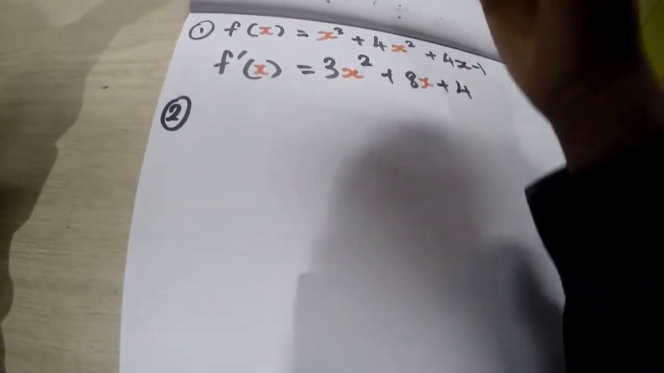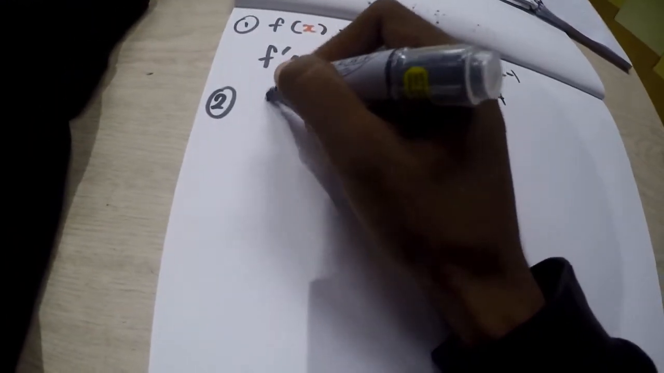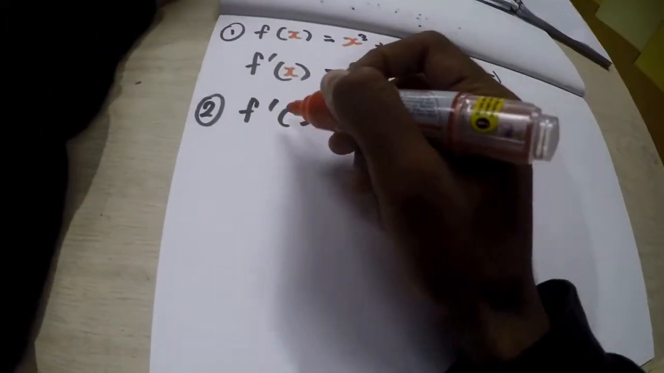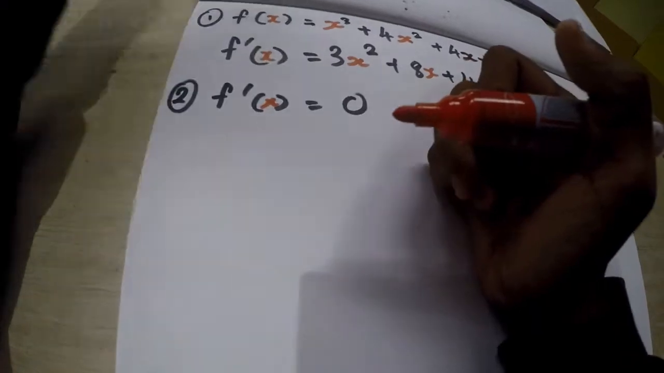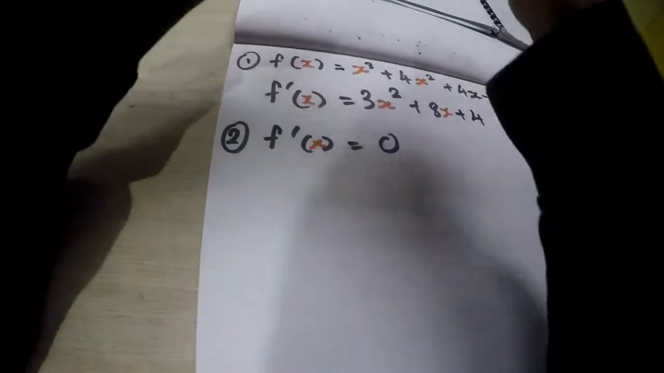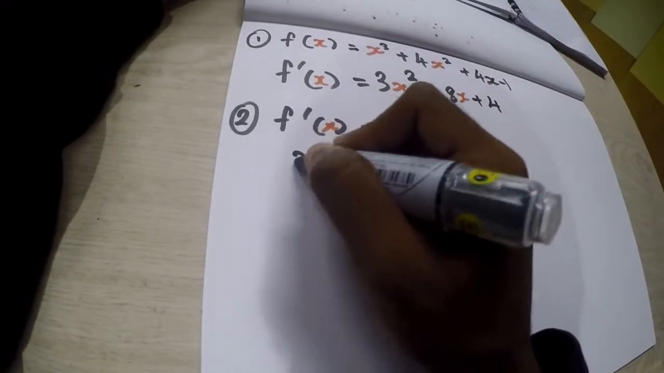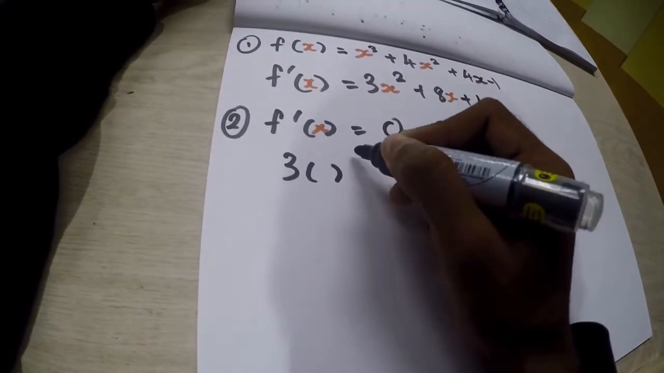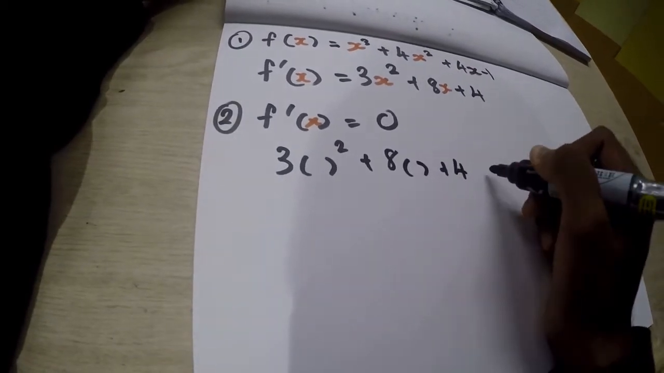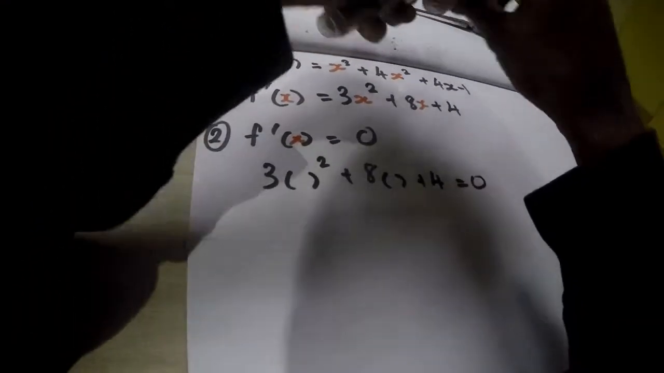Okay, next step, which is also a simple step that we have learned, and let me test whether you are learning or not. To find the critical value is very simple, just set f prime x equals to 0. I'm sure everybody is aware of this. So what's f prime x? Let's set 3x squared plus 8x plus 4 equals to 0.